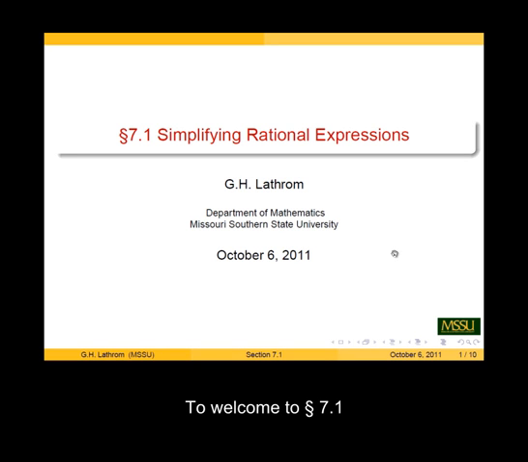Welcome to section 7.1, Simplifying Rational Expressions.